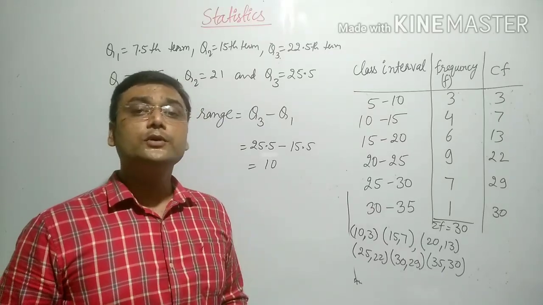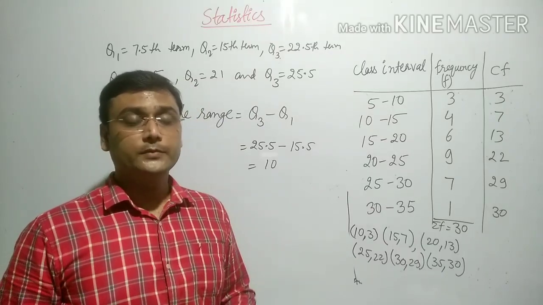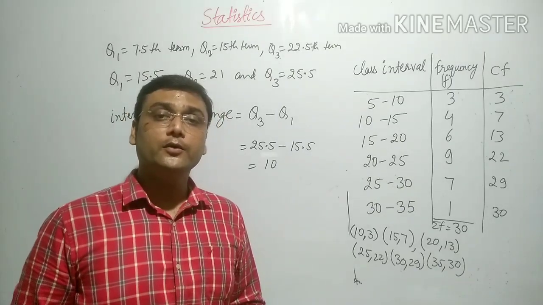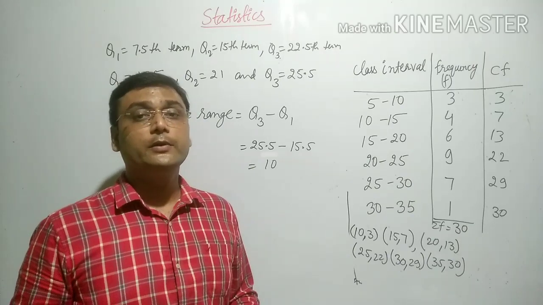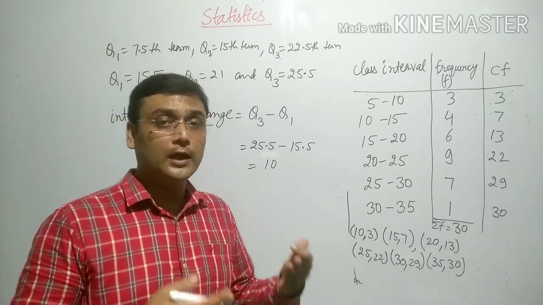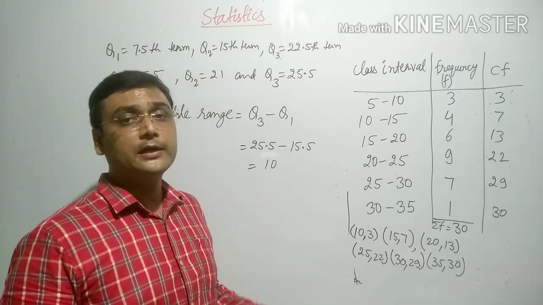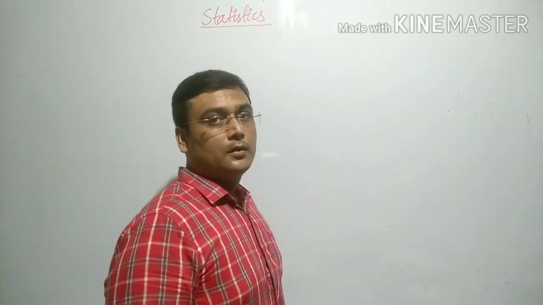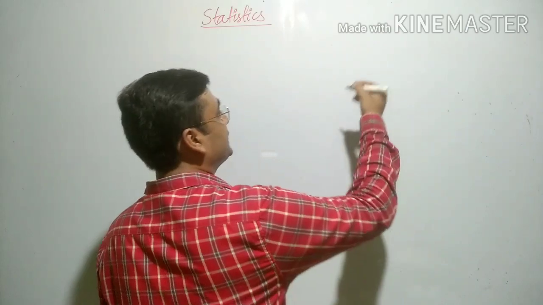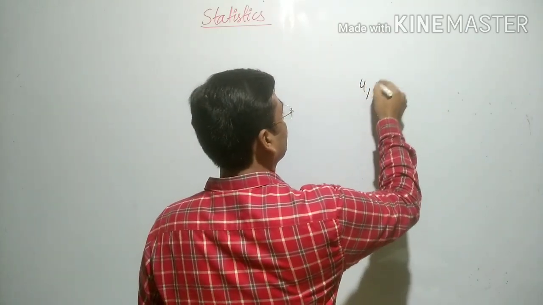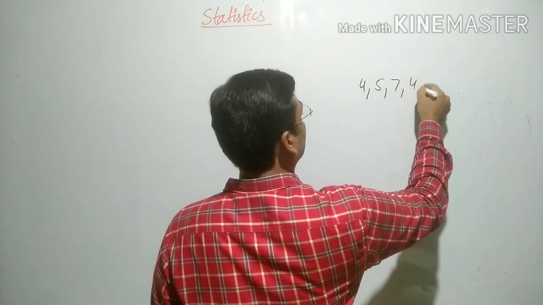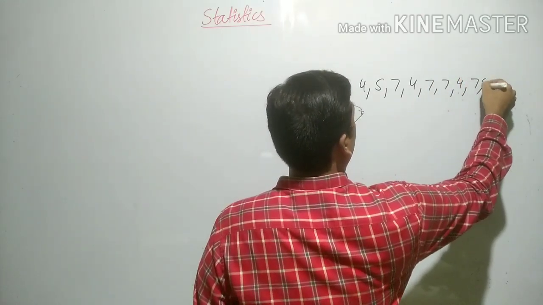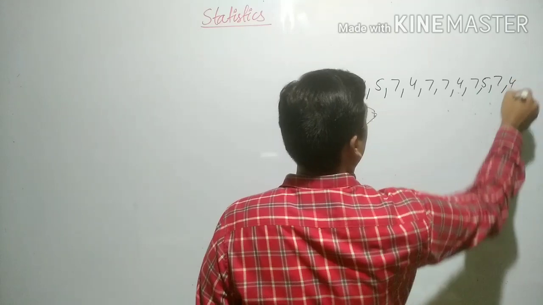Now one more thing we have to understand, that is mode. So we will try to understand what is the meaning of mode, and whenever the data will be given in the form of raw data, then how we will find, and whenever data will be given in the form of class interval, how we will find. So let's see. Raw data I am taking here, that is, suppose 4 5 7 4 7 7 4 7 5 7 4.